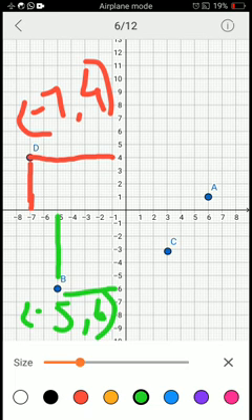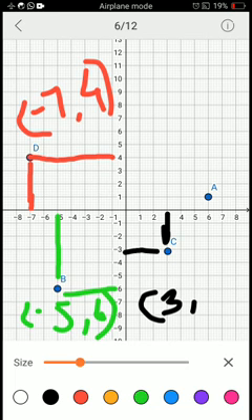Is this clear? Next, point C. Just try whether you can tell what are the coordinates of C. Drop the perpendicular from C to the x-axis. Drop the perpendicular to the y-axis. So what is the point? First my x coordinate and then my y coordinate. So it will be my 3, -3.